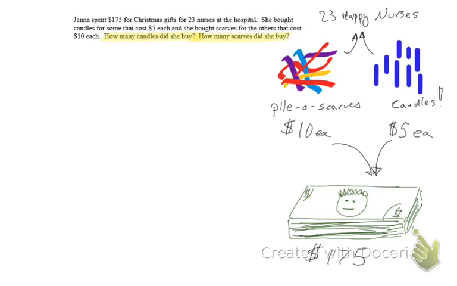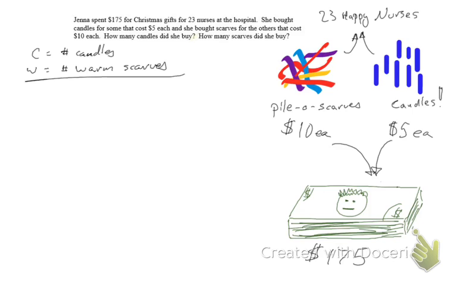So a good place to start in this problem is just to define our variables. And I think C is a great variable for the number of candles. I really don't want to use S for my scarves because that'll turn into a 5 for me. So I'm going to say that W is equal to the number of, I'm going to assume these are warm, scarves.